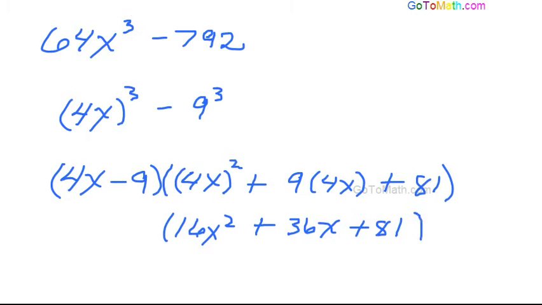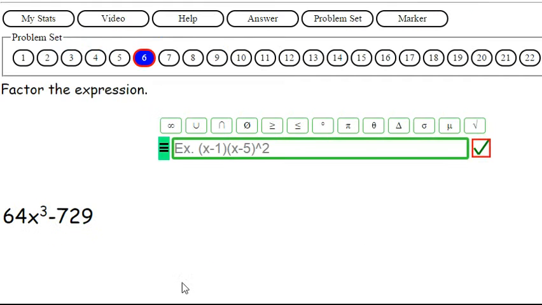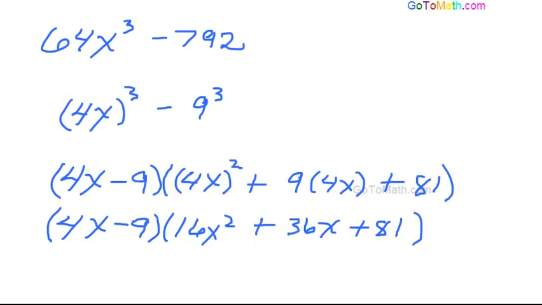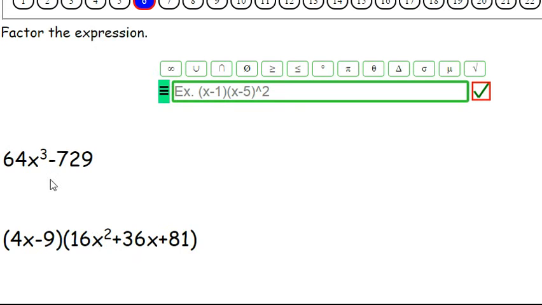You know, what's the GCD of 16, 36, and 81? I hope it's 1. If it's not, then that means that we can pull a number out of there. And 9 goes into that, 4 times 4. Let's see, 9 times 3, I don't see it happening. Okay, so there it is. Let's go back over here and see what we got. 4x minus 9, 16x squared plus 36x plus 81. Okay, I don't know why I didn't make that a plus, but it doesn't matter. You needed to practice.